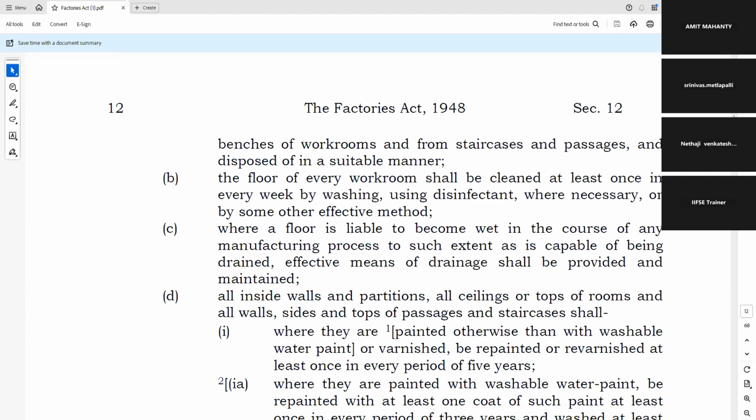Okay. So as I mentioned, it is liable to become wet. If you see engineering industries, water treatment plants or any other areas, there might be a chance of becoming wet. In such cases, we have to ensure that proper provisions are in place so that the water can be drained off.